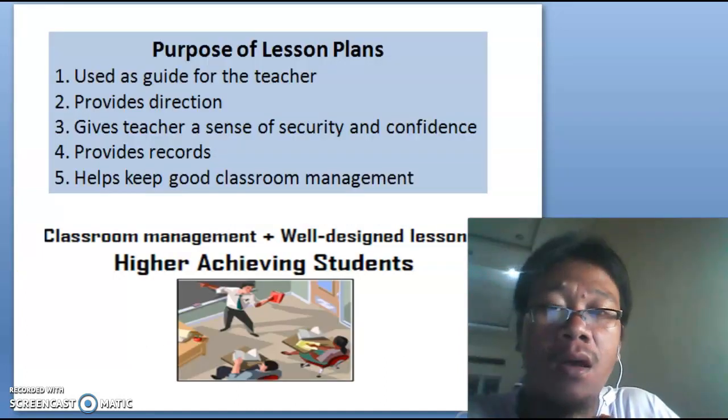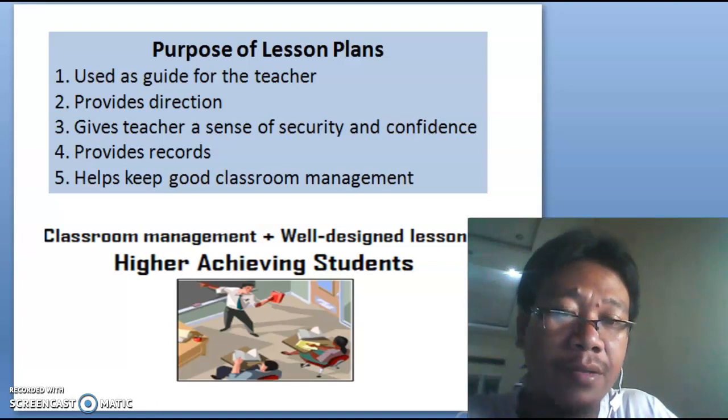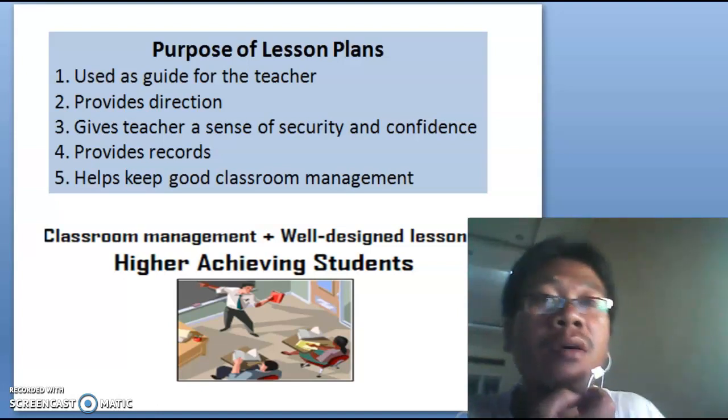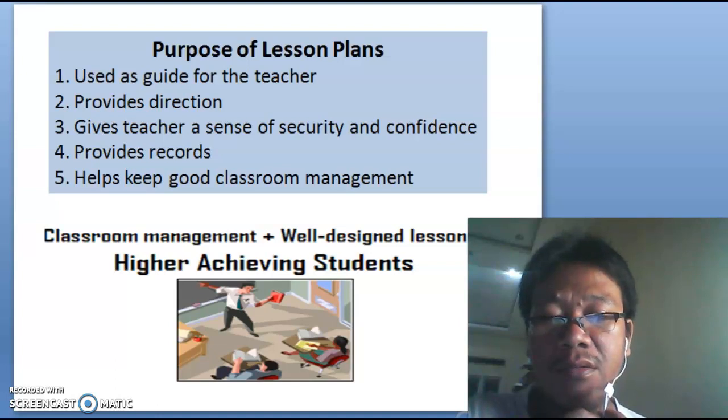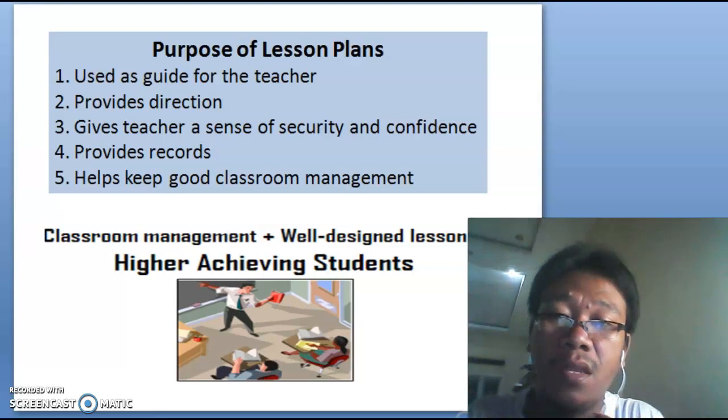Okay? Now we continue to the purpose of lesson plans. What is the purpose of lesson plans? Lesson plans are used as a guide for the teacher. Guide. In order to achieve the objective, in order to achieve the aim of the lesson plan, remember the concept of compass and lesson plan. The compass will guide us to our destination.